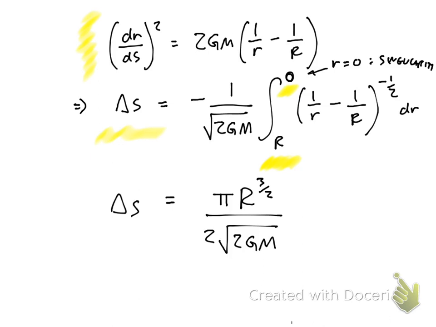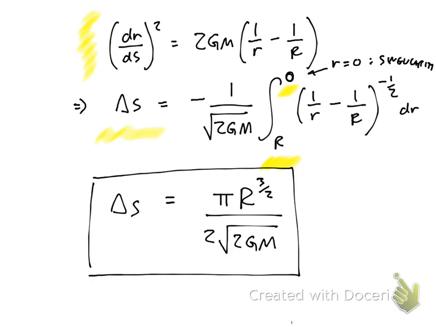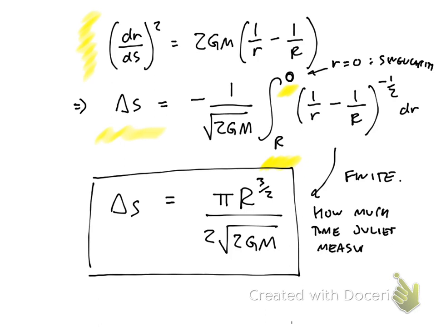So this is the answer to the integral, and I encourage you to figure out the trig substitution that does this if you are interested in that. The main point here is just that it is finite. Let's take a second and think about this. What is this quantity? This quantity is how much time Juliet measures before she hits the singularity, at which point, of course, she dies. So it's how much time she measures before her death at the singularity.